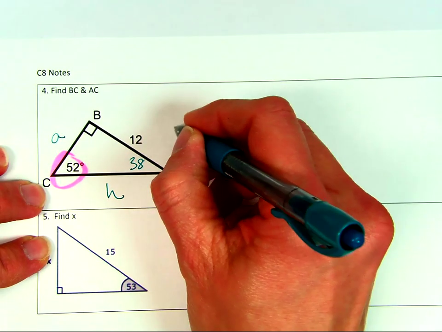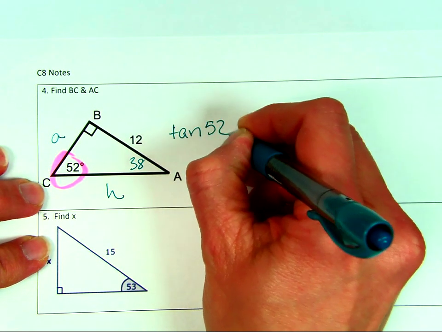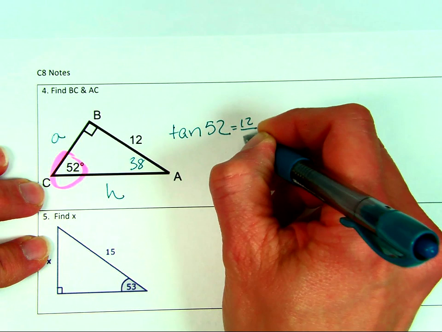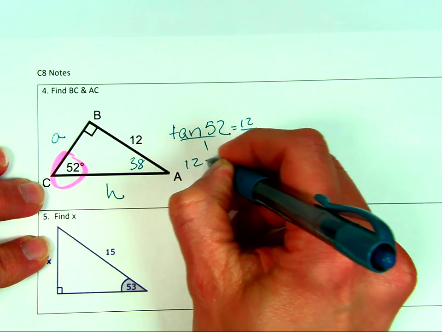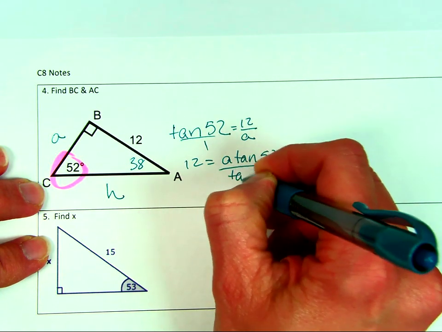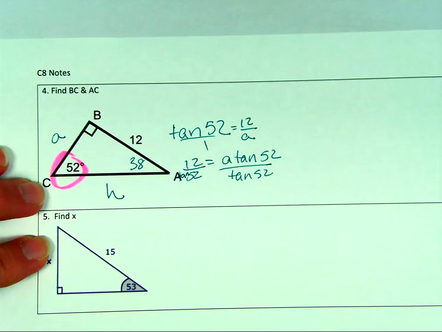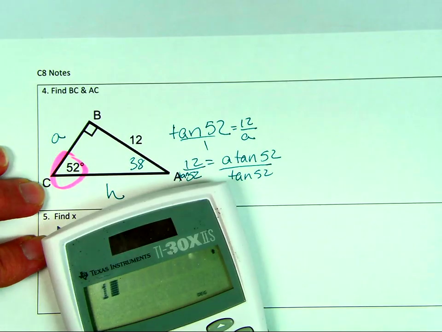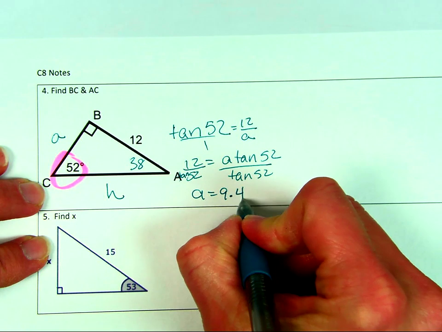So I'm going to say the tangent of 52 equals the opposite side over the adjacent side. So when I cross multiply, I get 12 equals A times the tangent of 52. If I divide by the tangent of 52, I can find A. So 12 divided by the tangent of 52, I get 9.4 because the 7 tells me to round up 1. So A equals 9.4.